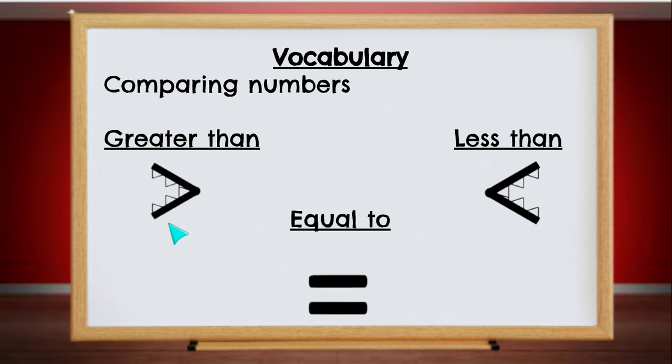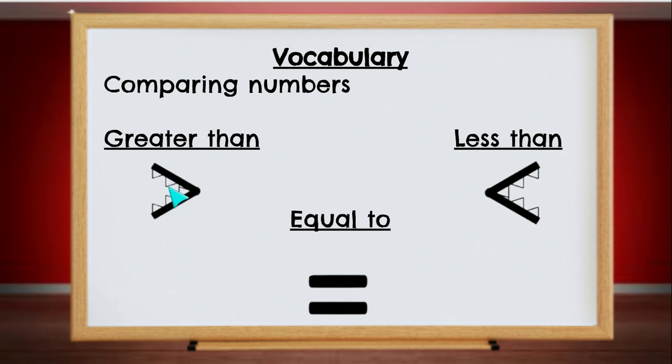Well, yes. If you remember, this symbol is the greater than symbol. And this symbol is the less than symbol. And the one in the middle is our equal to, or the same. You're going to notice that this greater than symbol has a point at the end and an opening, as well as the less than, a point and an opening.